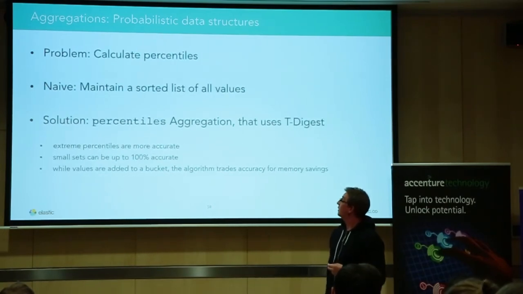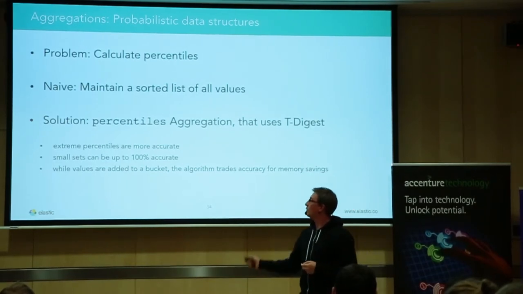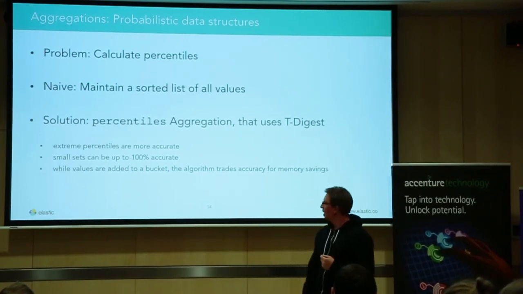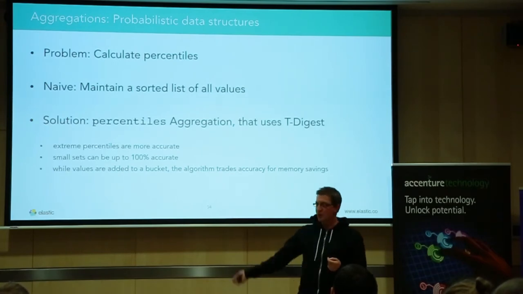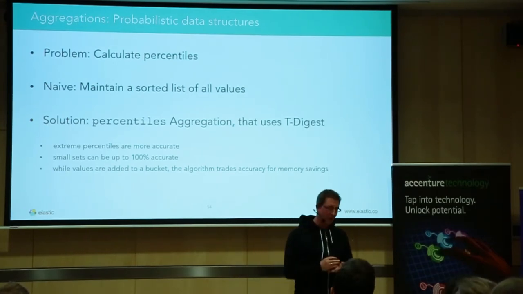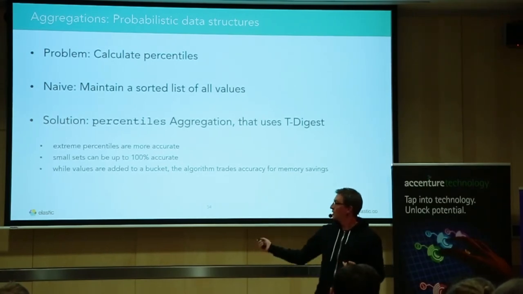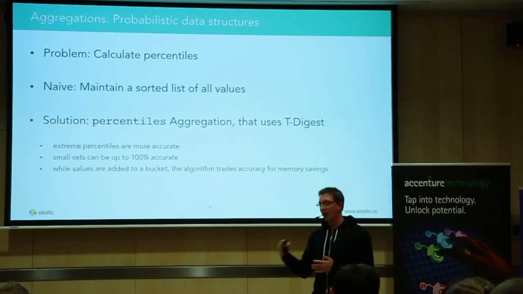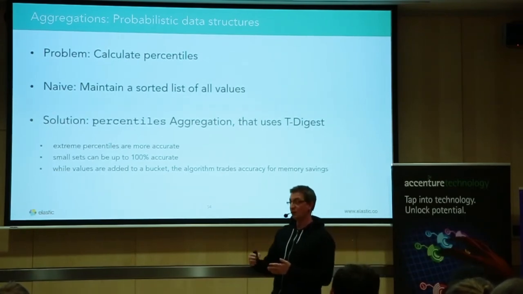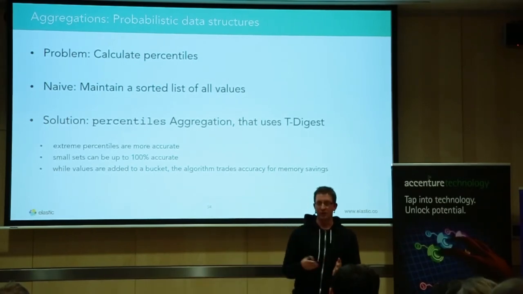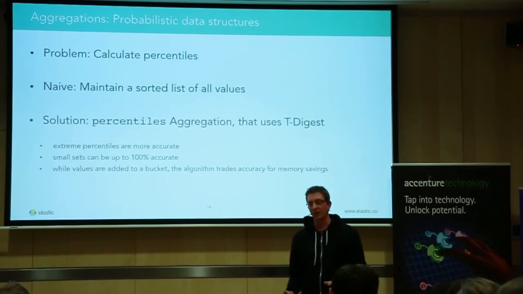Another data structure is the percentiles aggregation, which calculates percentiles. Again, the nice approach would be to have a sorted list of all values. Doesn't really work in a distributed system. There's an algorithm called T-digest, which in turn is based on an algorithm called Q-digest. And that one, again, saves a lot of memory. It's again not 100% accurate, and it's more accurate the more extreme it gets. So a 99th percentile would be quite accurate compared to the original value, but a median, which is the 50th percentile, would potentially be not as accurate. It's just something to keep in mind when using those aggregations.